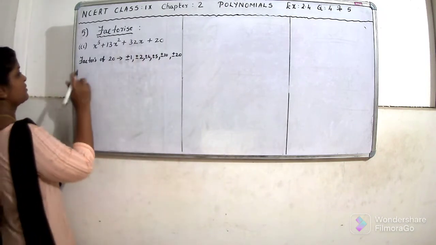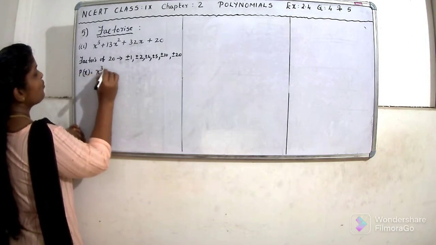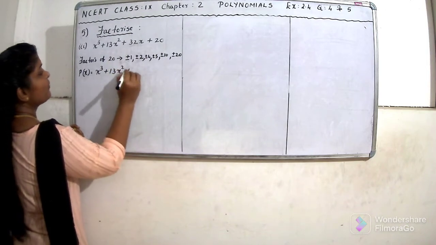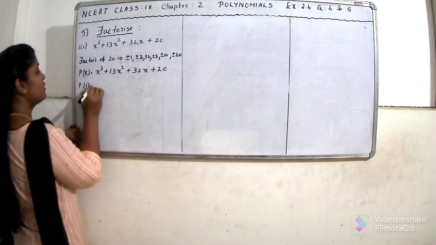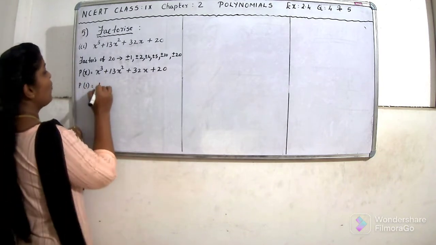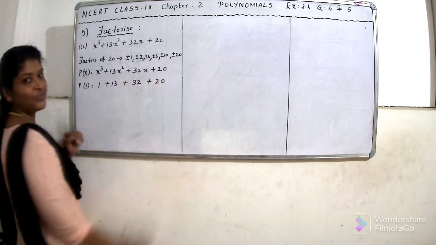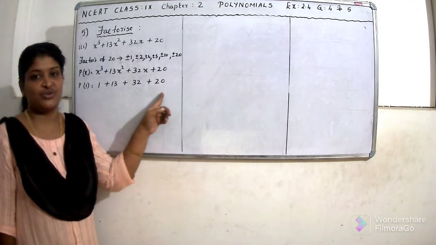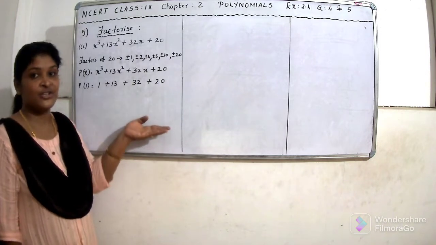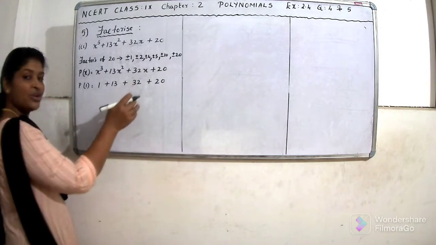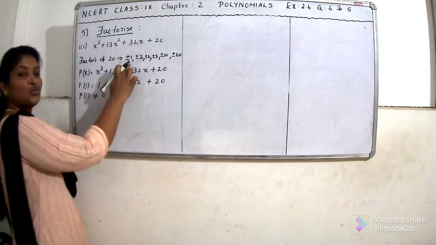Now let us check. First, we are writing the question as it is. P of x is equal to x cube plus 13x square plus 32x plus 20. P of 1 we are substituting first: 1 plus 13 plus 32 plus 20. Every number is positive, so definitely when we add this, we will get greater than 0, not equal to 0. So we are not going to add that. We are just writing P of 1 is not equal to 0.